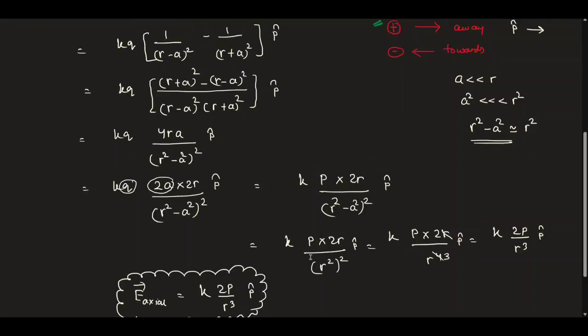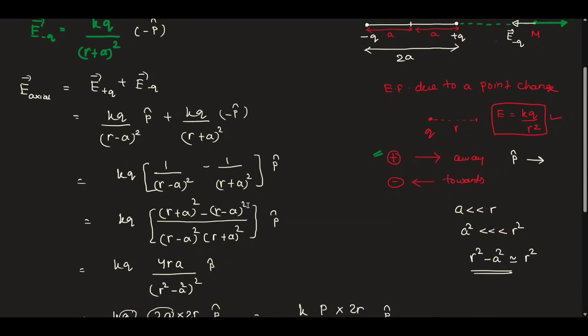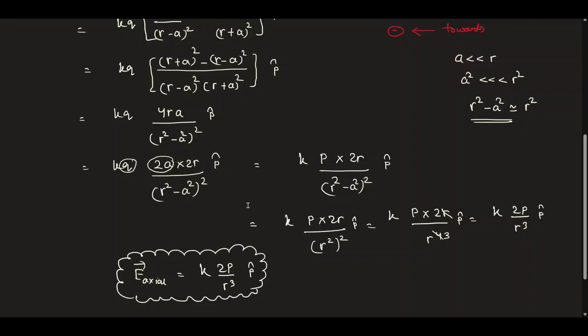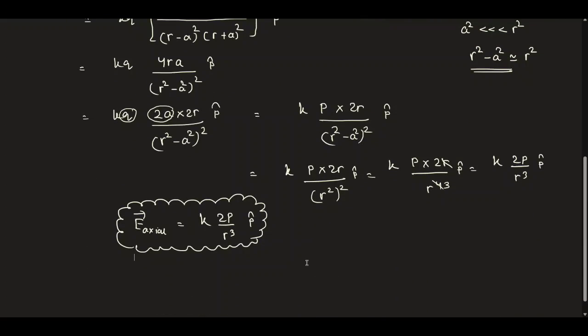So students, I hope that you have understood the derivation. This question may come in your exam, so you have to do the derivation like this. First, write the expression for the electric field due to both the charges, for the positive charge and for the negative charge, then add them pictorially, and finally take this approximation and you get the answer. The answer is E axial vector is equal to K into 2P by R cube into P cap.